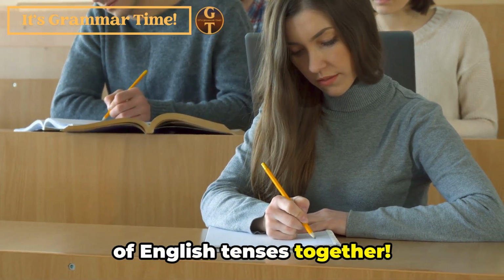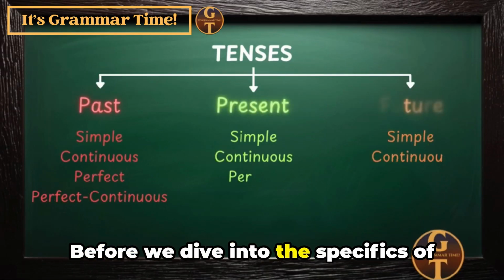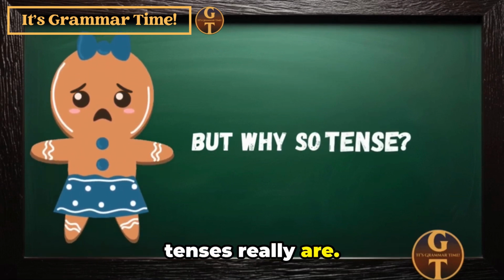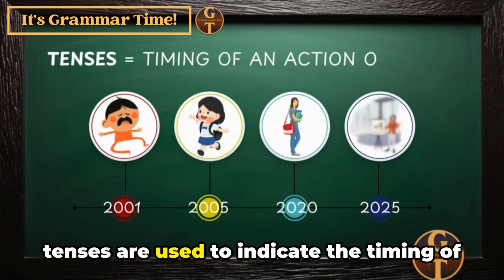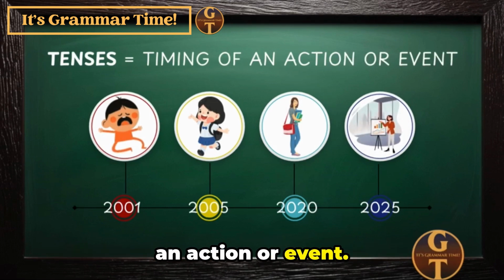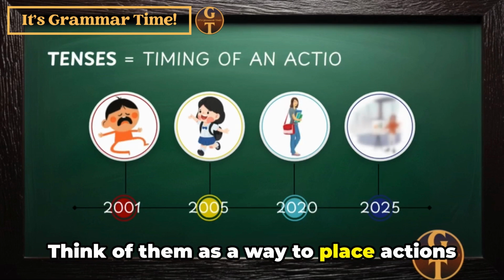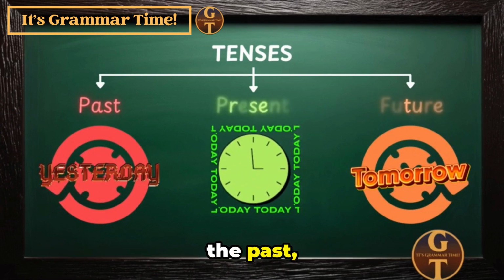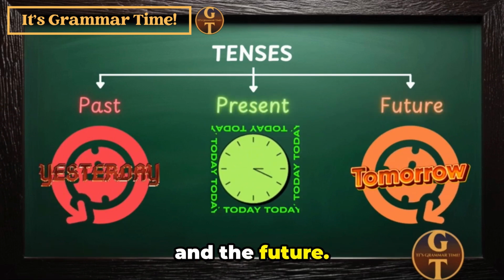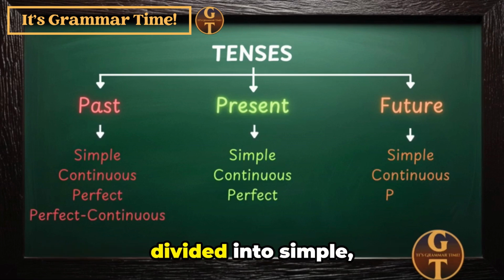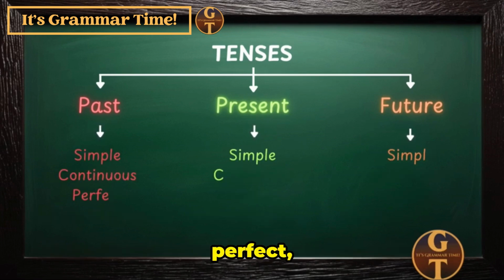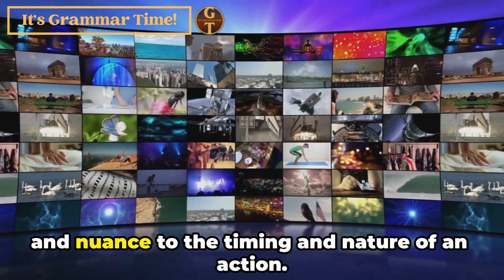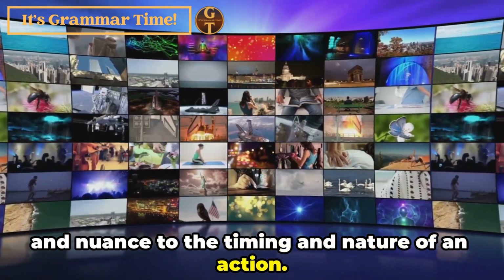Before we dive into the specifics of each tense, let's take a moment to understand what tenses really are. In English grammar, tenses are used to indicate the timing of an action or event. Think of them as a way to place actions on a timeline. There are three main time frames we use: the past, the present, and the future. Each of these time frames can be further divided into simple, continuous, perfect, and perfect continuous forms. These forms help us to add more detail and nuance to the timing and nature of an action.